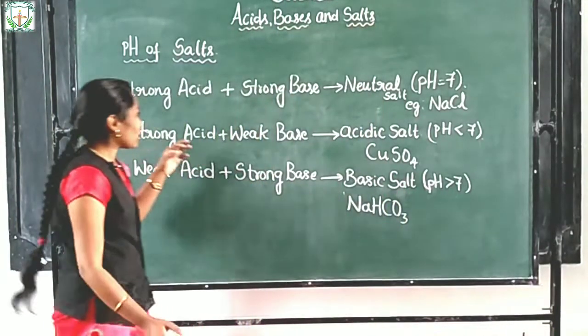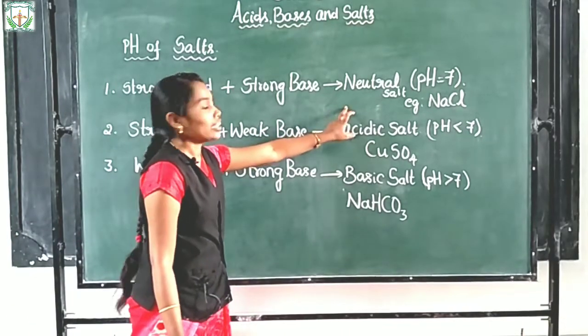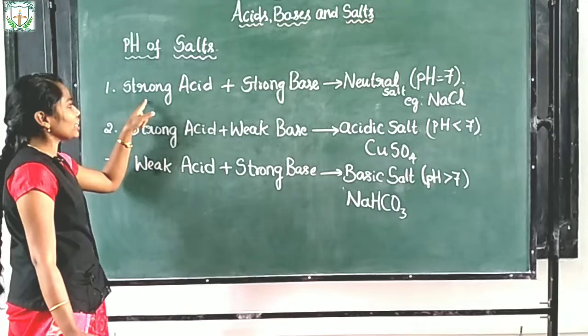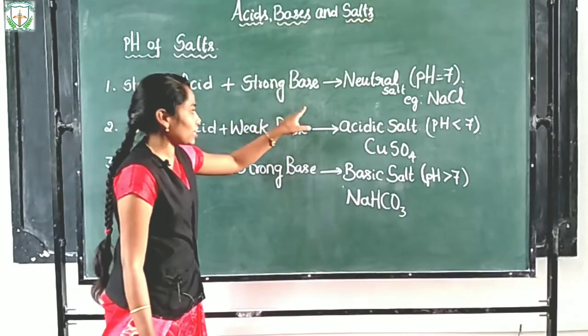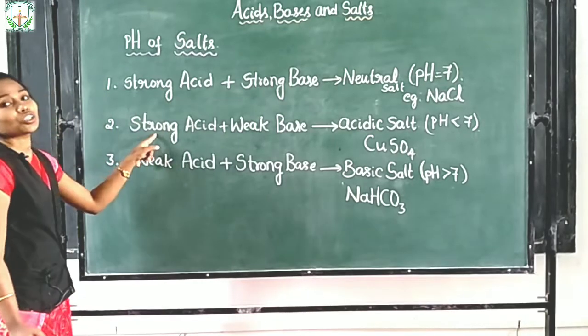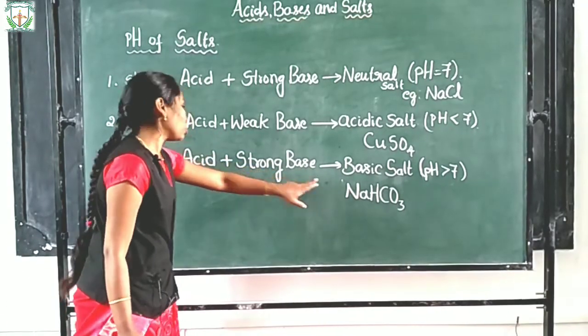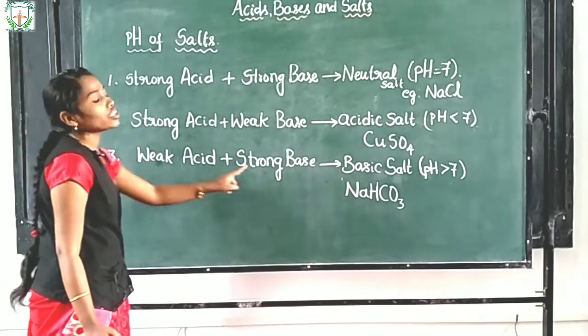So I am going to repeat again. If the salt is neutral, then it is formed from the strong acid and strong base. If the salt is acidic in nature, then it is formed from the strong acid and weak base. If the salt is basic in nature, then it is formed from the weak acid and strong base.